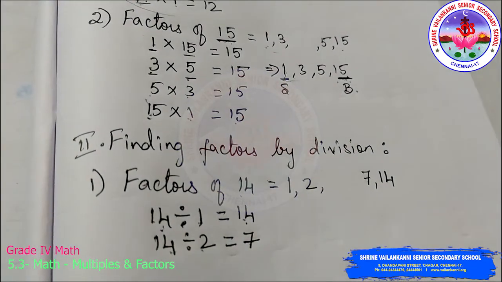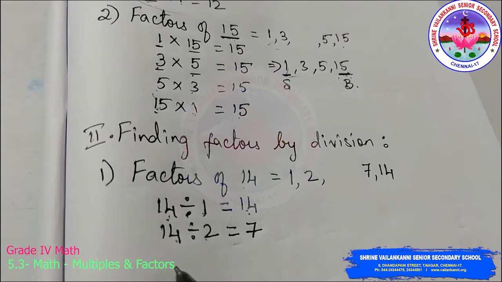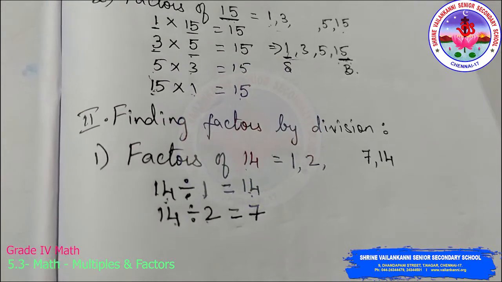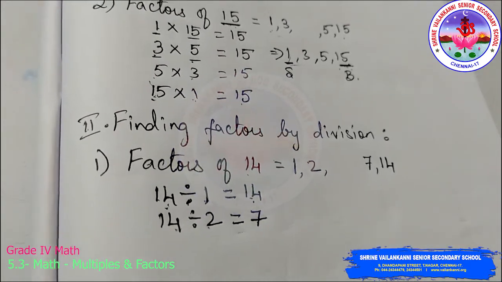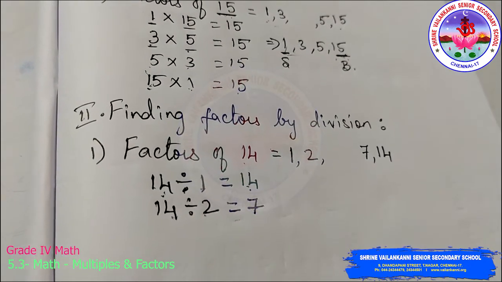Yes. 3 table. Will we get 14 in the 3 table? No. We will not get 14 in the 3 table. And then 4 table? No. 5 table? No. 6 table? No. 7 table?